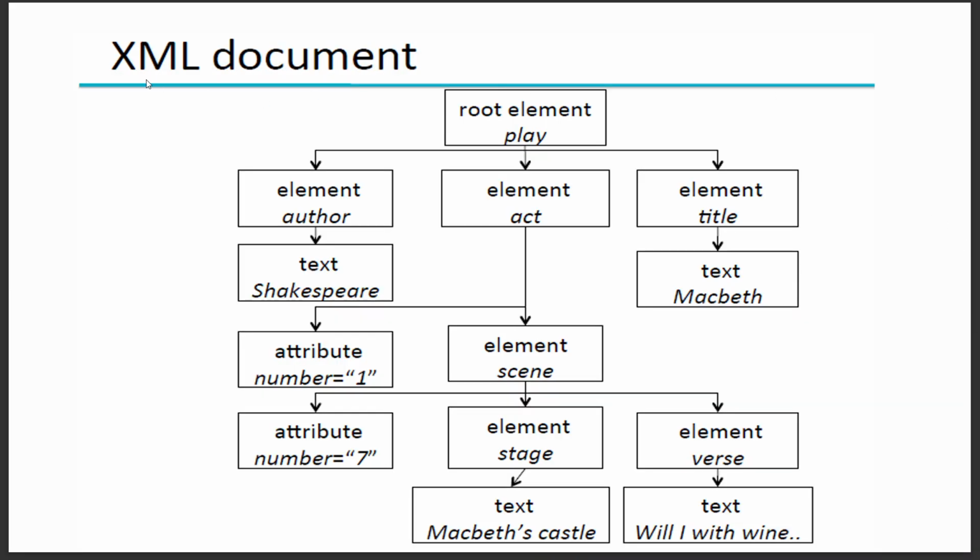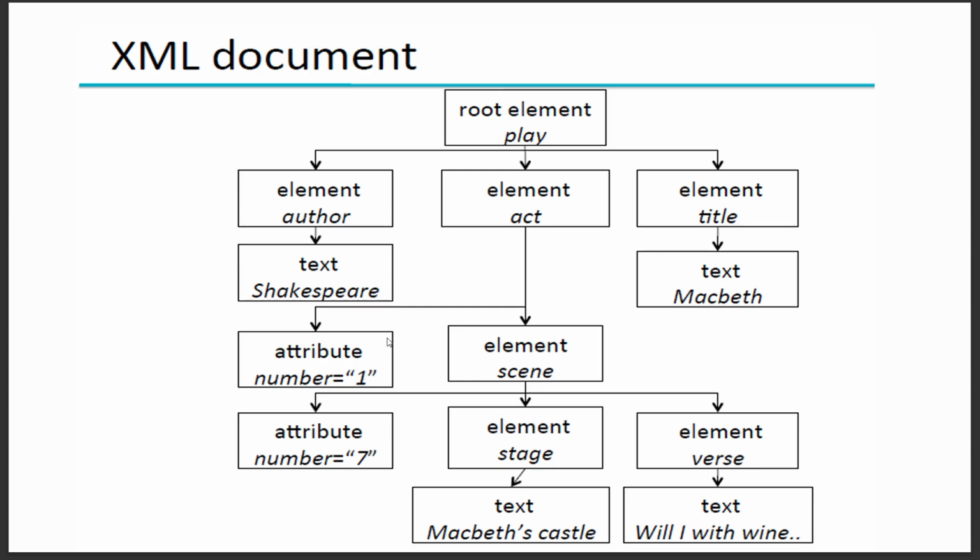Now, as I told, XML is going to be structured. It is going to look like this, the XML document. The root element is play. Under play, we have author, act, title. Under author, the text is Shakespeare. Then the act element, scene, title, and which drama we are checking, Macbeth.